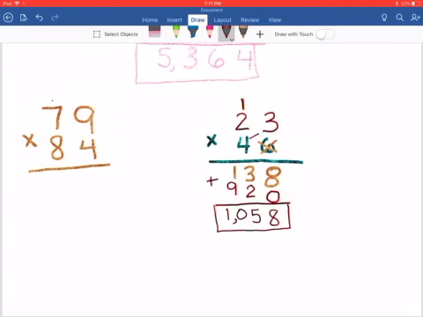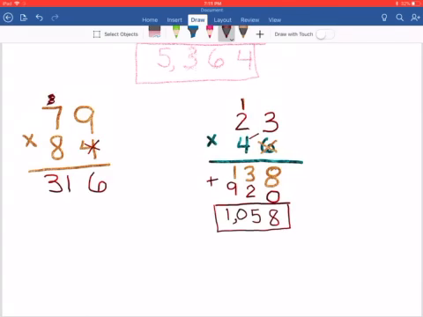All right, 9 times 4 is 36. We're going to carry the 30. 4 times 7 is 28. Plus the 3 makes it 31. Now we're done with the 4.